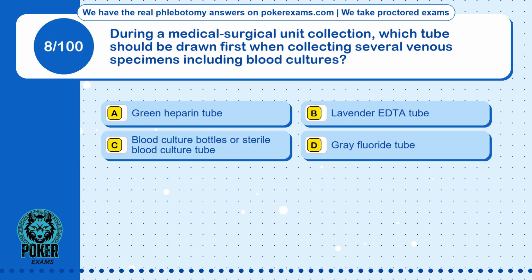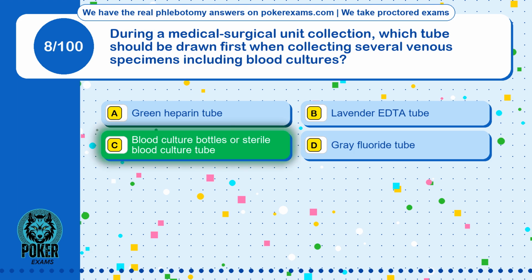Question 8. During a medical surgical unit collection, which tube should be drawn first when collecting several venous specimens including blood cultures? Option A, green heparin tube. Option B, lavender EDTA tube. Option C, blood culture bottles or sterile blood culture tube. Option D, gray fluoride tube.